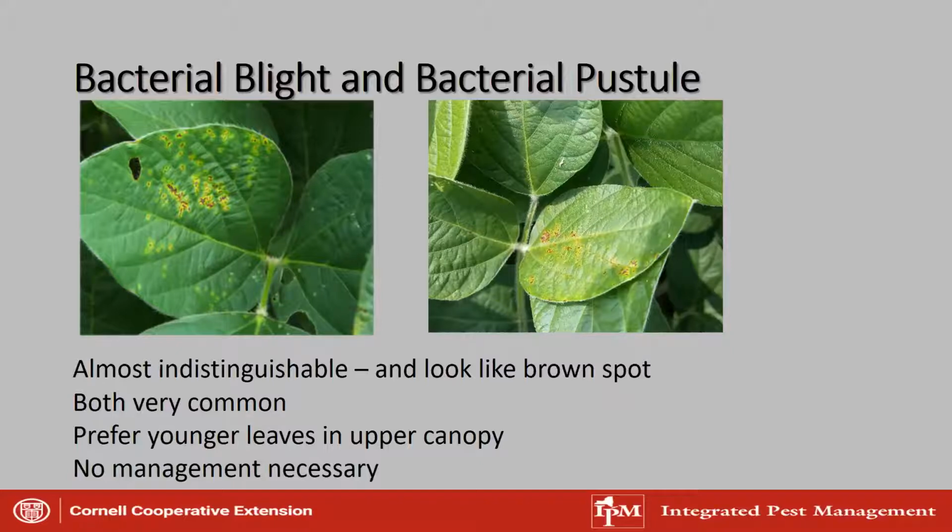And another sometimes easier way to distinguish this from Septoria brown spot is these bacterial diseases, both of them, tend to prefer younger, more tender succulent leaves. So you'll see them in the tops of the canopies before you'll see them down lower. And I would say that you're very unlikely to ever need to make any management decisions. However, if you're growing a variety and you think that this has just exploded in your field, you might want to just switch to a different variety because there is some variability with resistance.